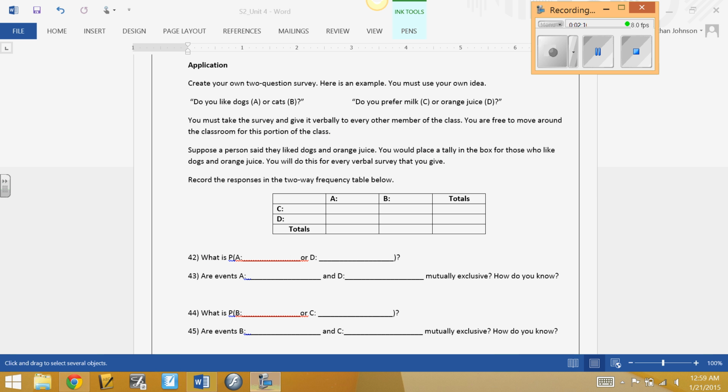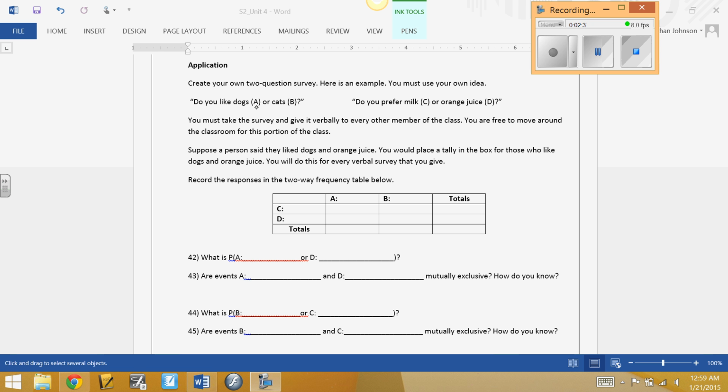We've come to the application portion of the class. So what you're going to do is create a 2-question survey, meaning you're just going to go around asking people 2 questions. So here's an example. You can't use this one. You have to come up with a new one on your own. But you want to say something like, do you like dogs or cats? And then another question would be, do you prefer milk or orange juice?